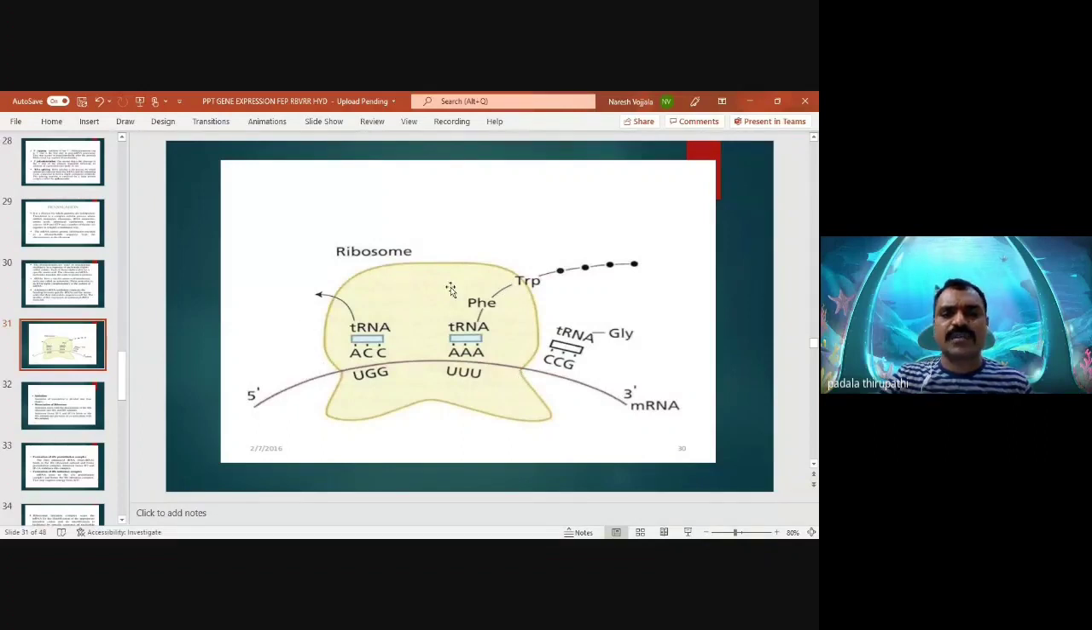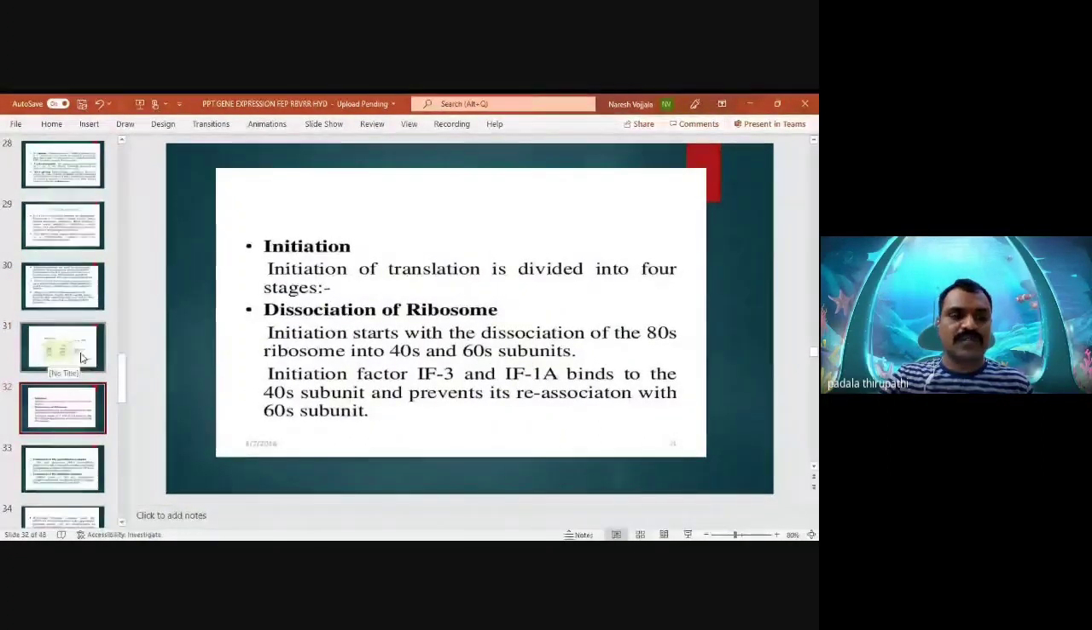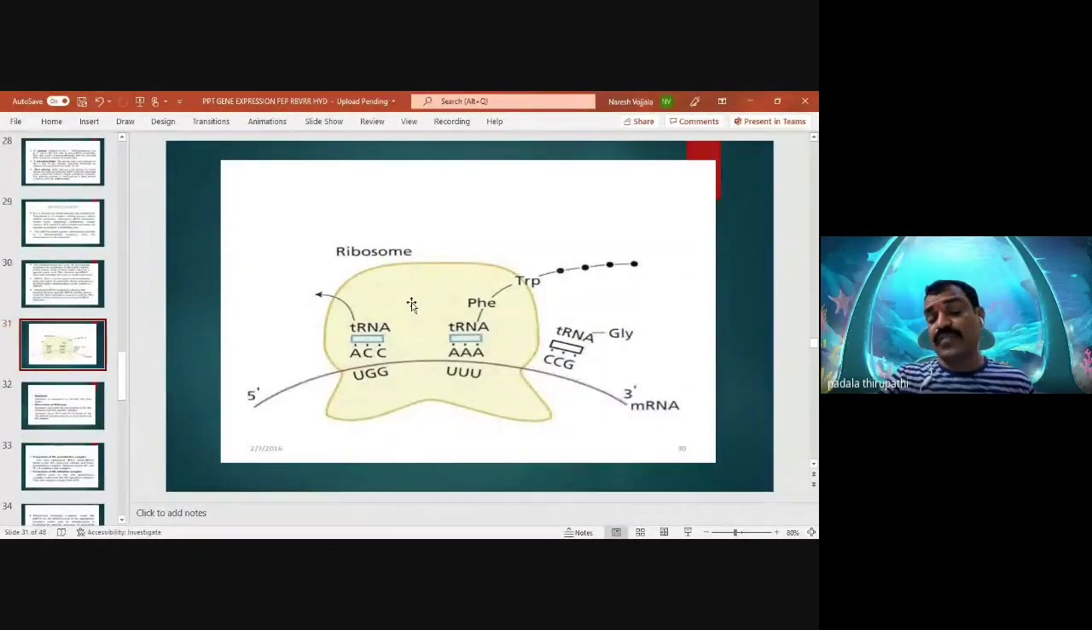This slide shows the structure of the ribosome. The ribosome possesses a larger subunit along with a smaller subunit, my dear friends. We know that prokaryotic living organisms have 70S ribosomes, whereas eukaryotic organisms possess 80S ribosomes, each with larger and smaller subunits.